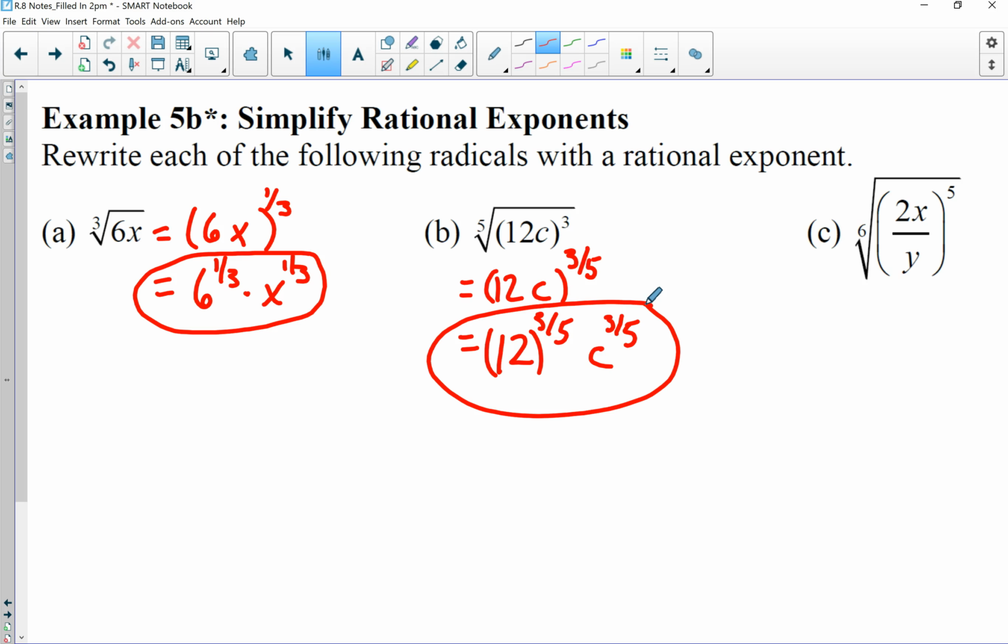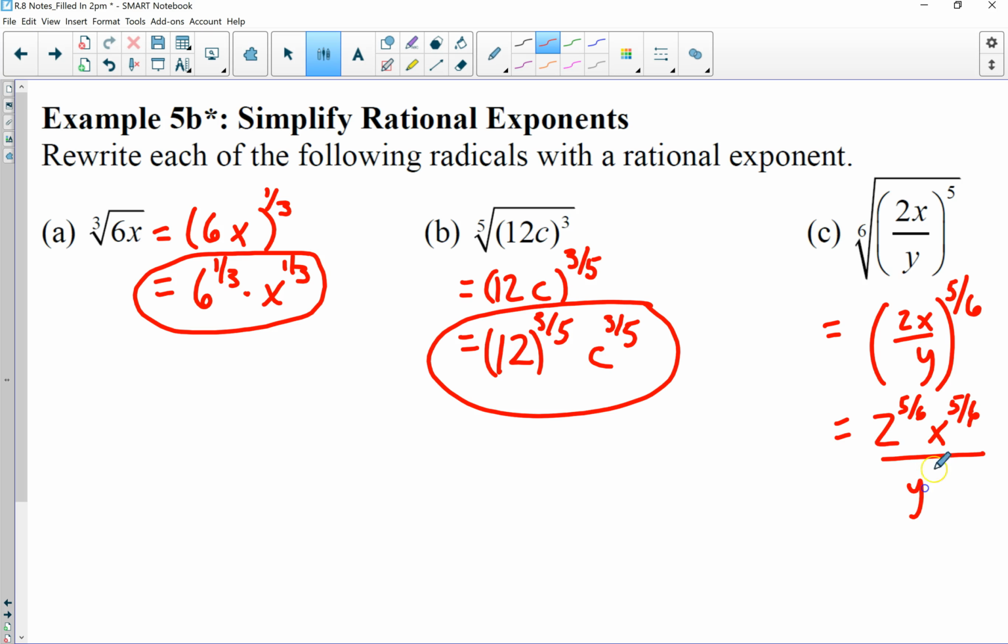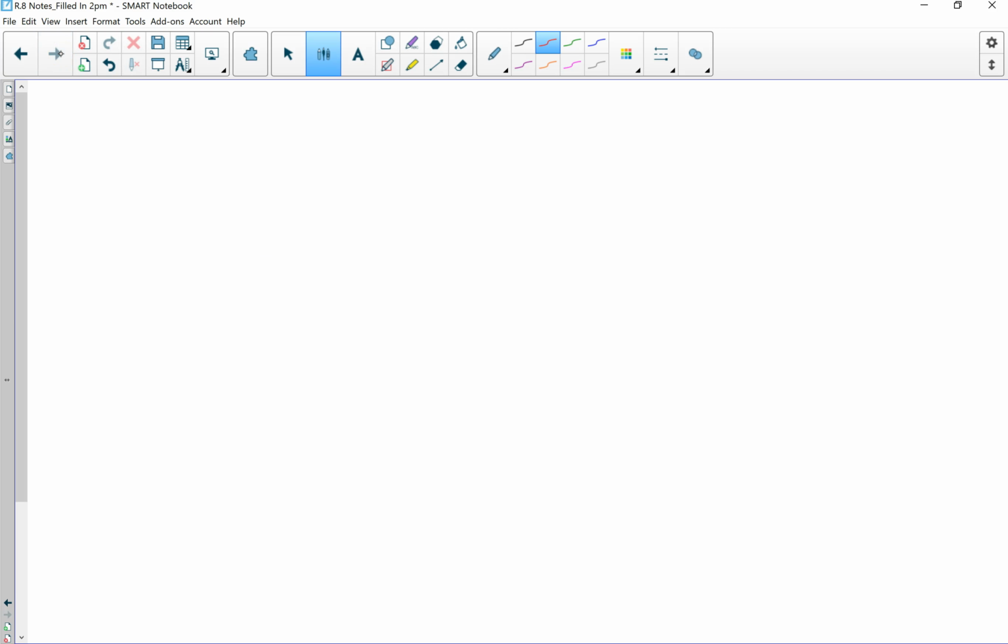And then the last one, same idea. I can rewrite this whole base. In this case, it's 2xy is my base. The power becomes the numerator of our fractional power, 5, and the root becomes the denominator. So it's like this whole expression raised to the 5/6. And then again, if I wanted to, I could apply the 5/6 to each part. So 2 gets a power of 5/6, x gets the power of 5/6, and y gets the power of 5/6. All right, and that's it.